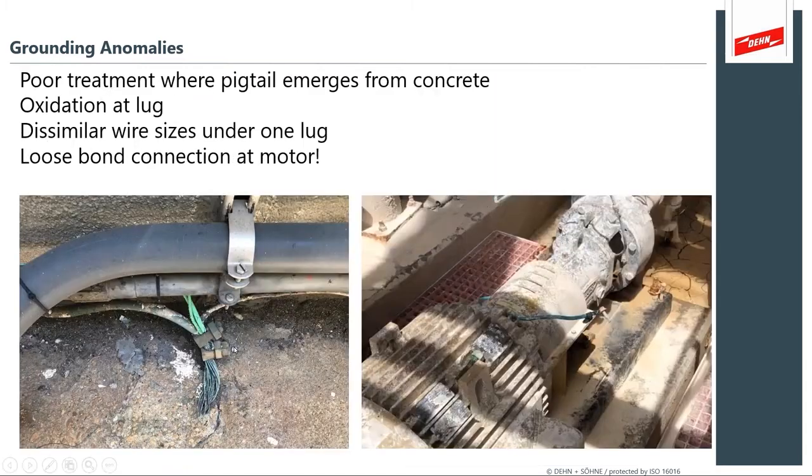We have some more grounding anomalies. Here we have poor treatment where the pigtail emerged from the concrete. It's becoming frayed, it's getting oxidized. Dissimilar wire sizes under one lug where it's going to be difficult for them to maintain proper tension.